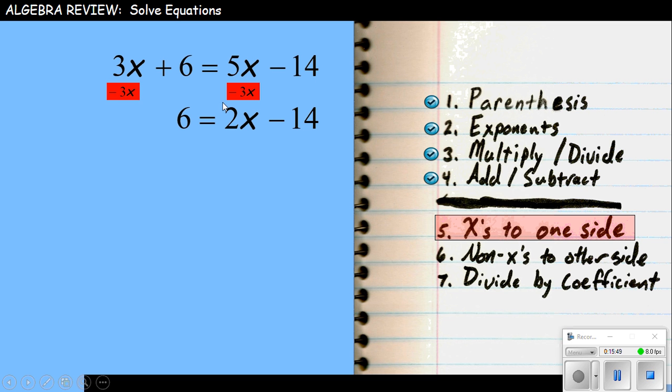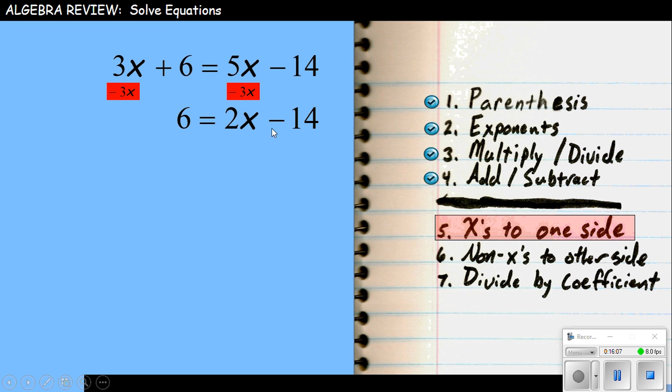You could have subtracted 5x from both sides, but if you did that, you'd have negative 2x on the left. That's not wrong, but now you have an extra negative sign, and extra negative signs lead to more mistakes. So it's usually better, though not necessary, to move the smaller or lesser of the two x terms.